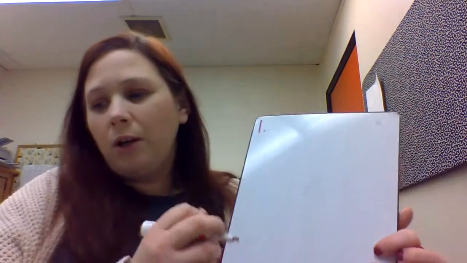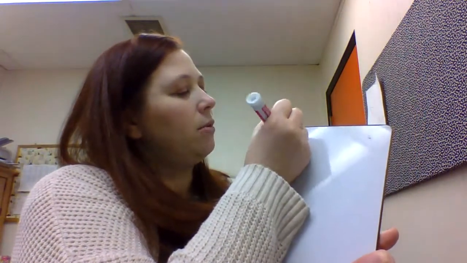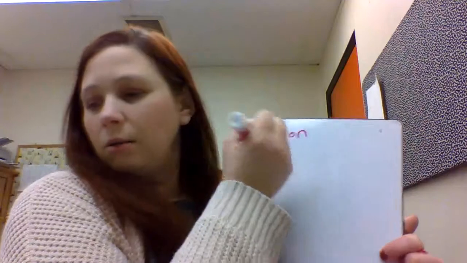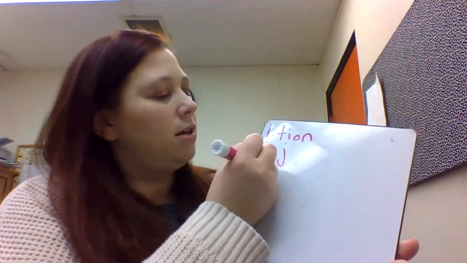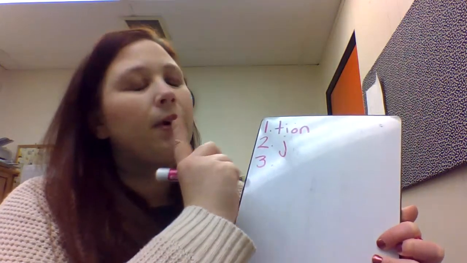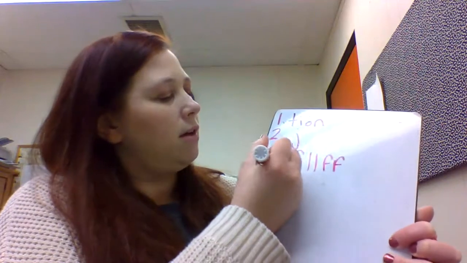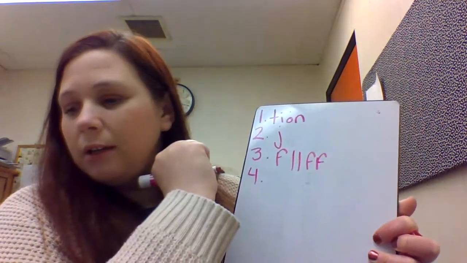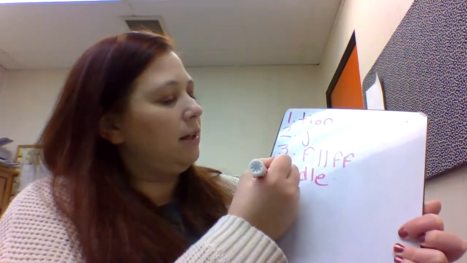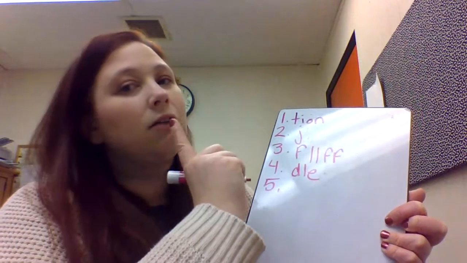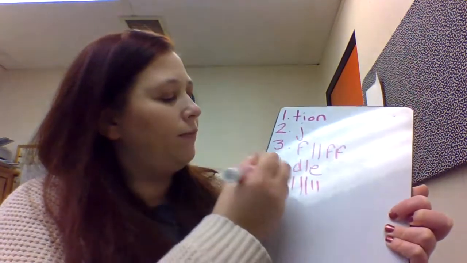All right, on number 1, let's do what makes shun. That is that final stable syllable, T-I-O-N. Number 2, that's j. That's J. Number 3 is f. That's F, or as a final sound, FF. Number 4 is dull. That's that final stable syllable, D-L-E. Number 5 is ul, so that's L, or as a final sound, L-L.